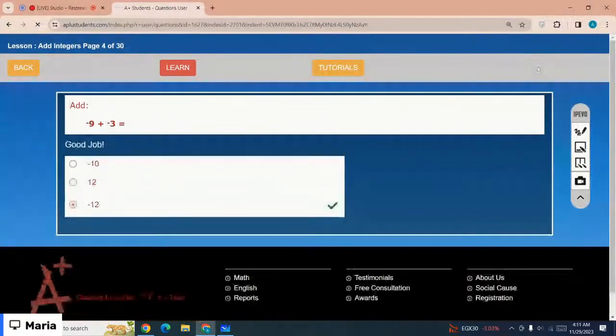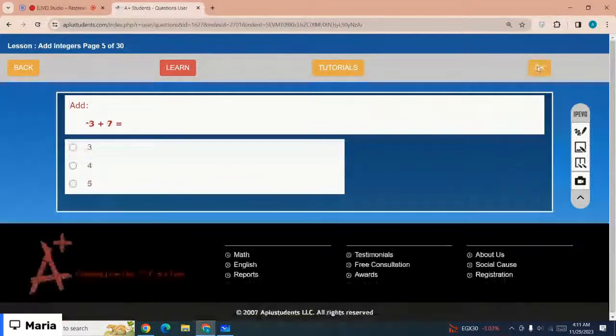Got it? Okay. Add negative 3 plus 7. Which is the correct option? 7 is the greater number, 7 is positive, so the answer must be positive. Yes, that is positive 4. Very good.